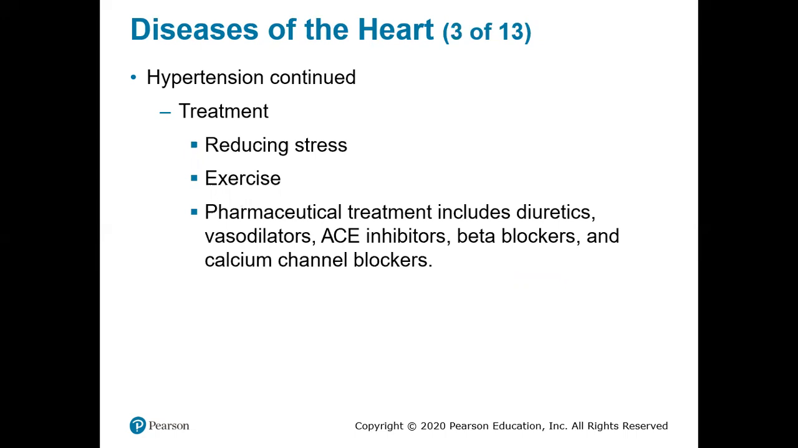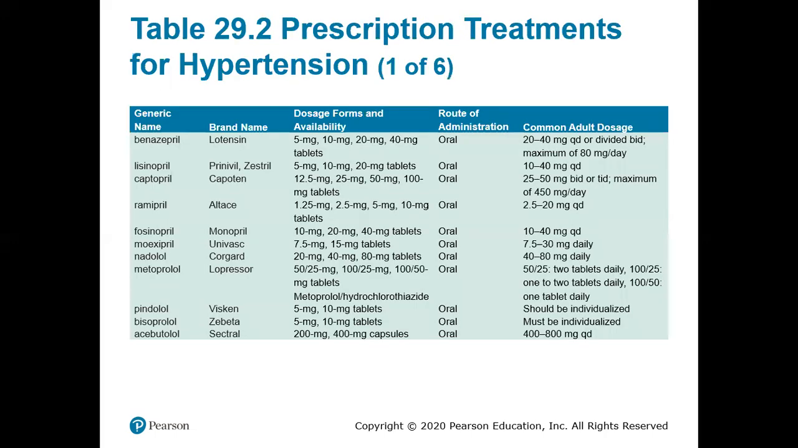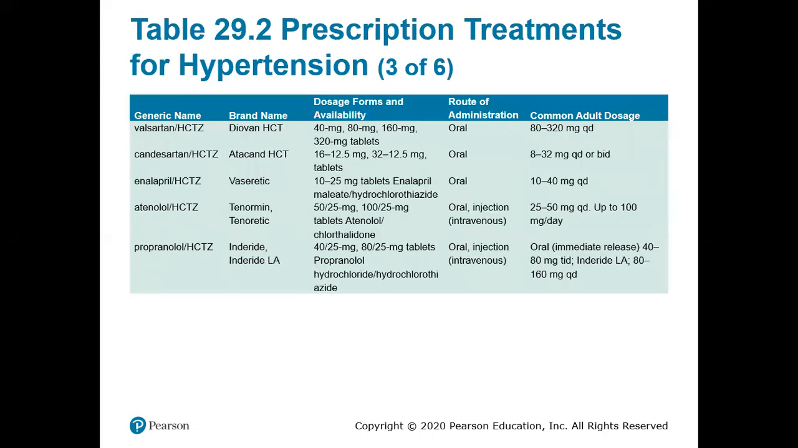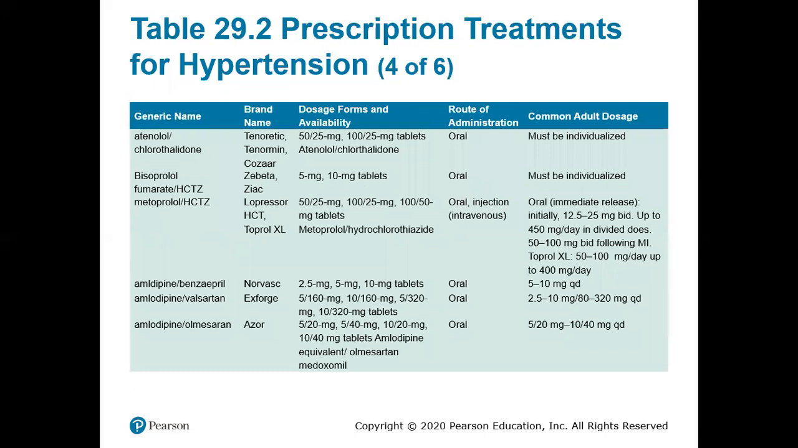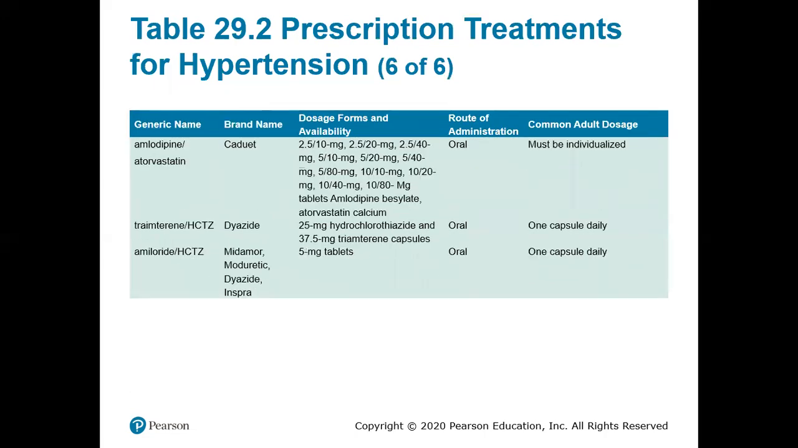Treatment includes reducing stress and exercise. Pharmaceutical treatment includes diuretics, vasodilators, ACE inhibitors, beta blockers, and calcium channel blockers. Figure 29.2 details prescription treatments for hypertension. This begins on page 465, goes through 466, and wraps up on page 467. I'm just going to scroll through the slides and let you look through your textbook at those charts at your leisure.